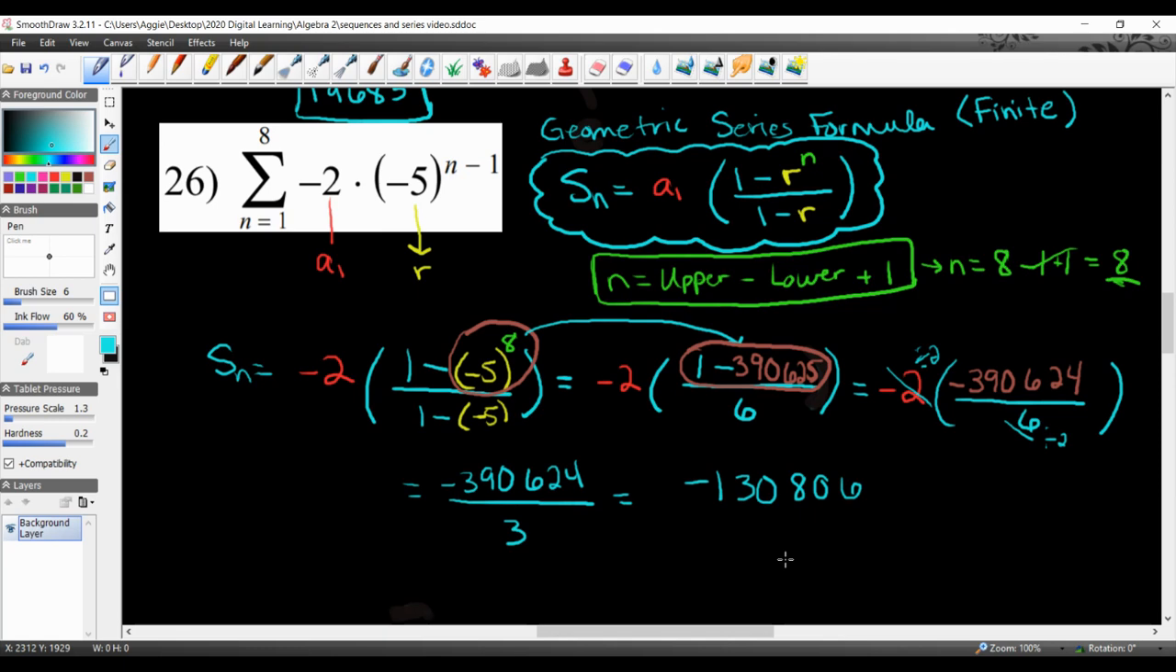Okay, so these ones are, again, not that bad. They just take up a lot of room, I guess, and they are quite a few steps. Okay.